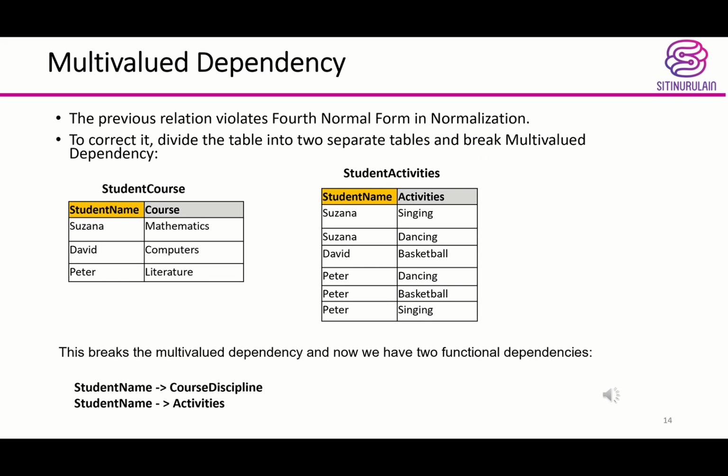The previous relation violates fourth normal form in normalization. To correct it, divide the table into 2 separate tables and break the multivalued dependency as shown in the slide. This breaks the multivalued dependency and now we have 2 functional dependencies. Student name determines course discipline. Student name determines activities.